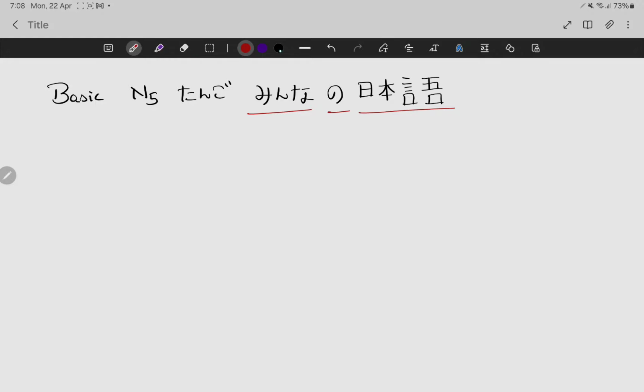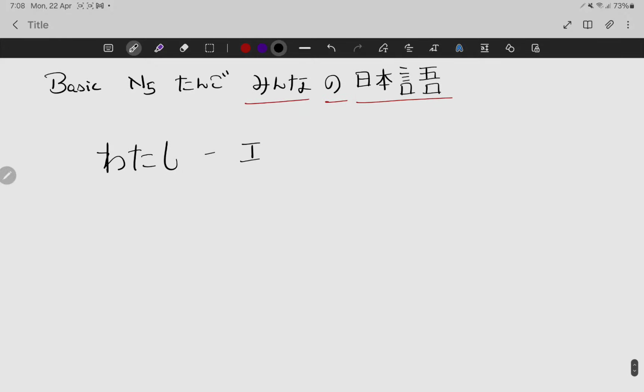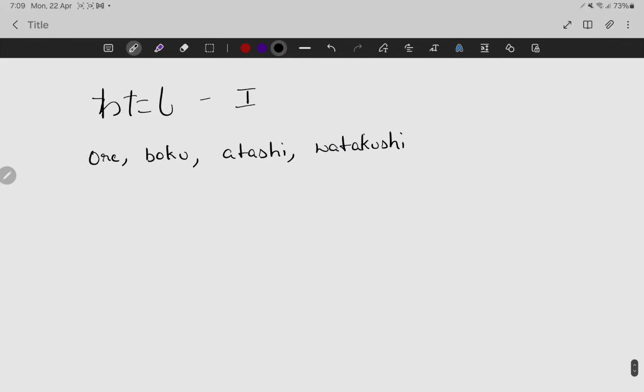So the very first vocabulary here is watashi, which is I. Watashi, I. You can also call it ore, boku, atashi, or watakushi. Next. Watashi tachi, which is we.